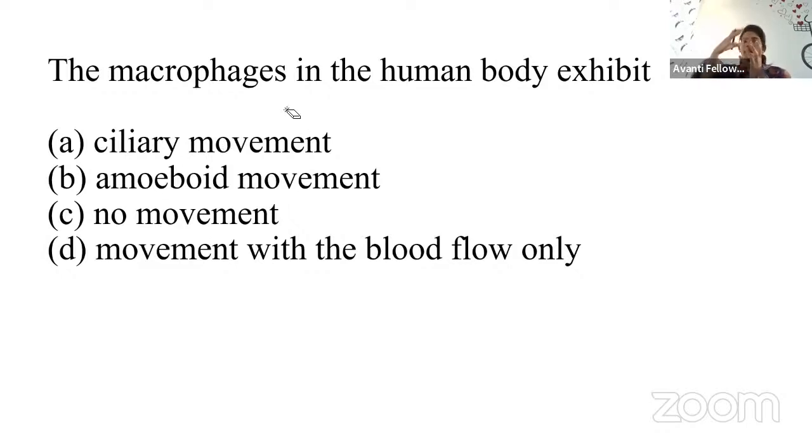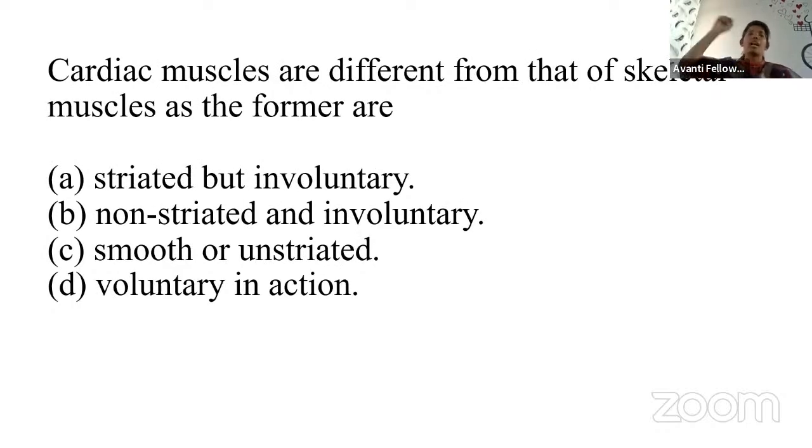If there is one macrophage, and beside this macrophage is a small microorganism which is going to enter our body, or which has already entered our body, the macrophage will engulf it completely by the movement itself. This movement we call amoeboid movement. Is that clear? What do we call this movement? Amoeboid movement. Yes, the macrophages present in our body show amoeboid movement. Okay. Next question. Cardiac muscles are different from skeletal muscles as the former are.